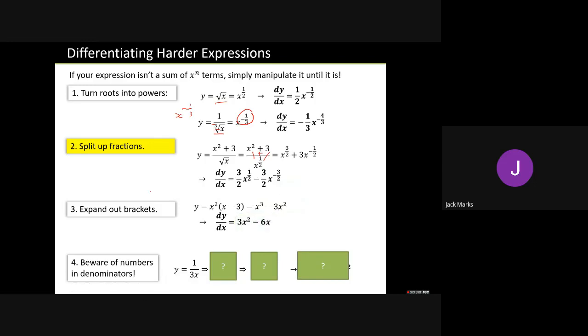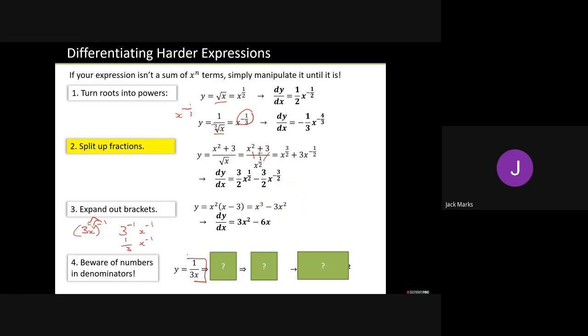Numbers in denominators, you have to be very careful with this. So 1 over 3x is the same as saying 3x to the minus 1, because 3x is put in the denominator. Remember, when you apply the power, you do it to each. So this is the same as this, which is the same as a third x to the minus 1.